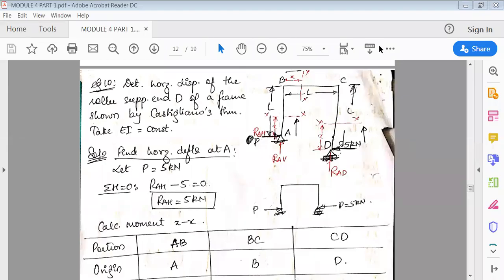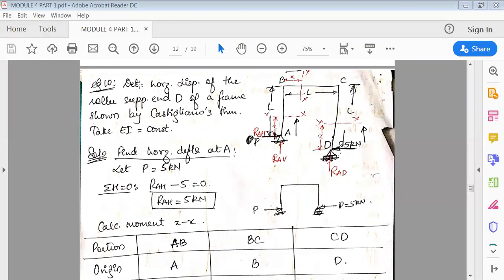Hello everyone. The next type of problems is on frames. You can see here, this is a frame wherein at ends A and D there are supports. End A has a hinge support, end D has a roller support. A hinge support has two reactions, so I've shown the reactions, and at end D there is a roller support, so one reaction.